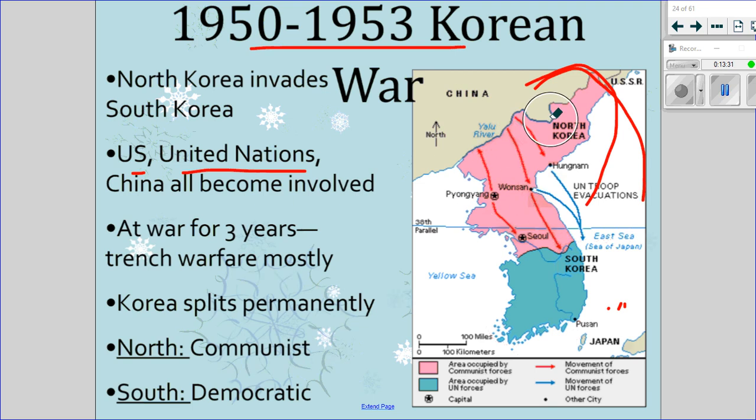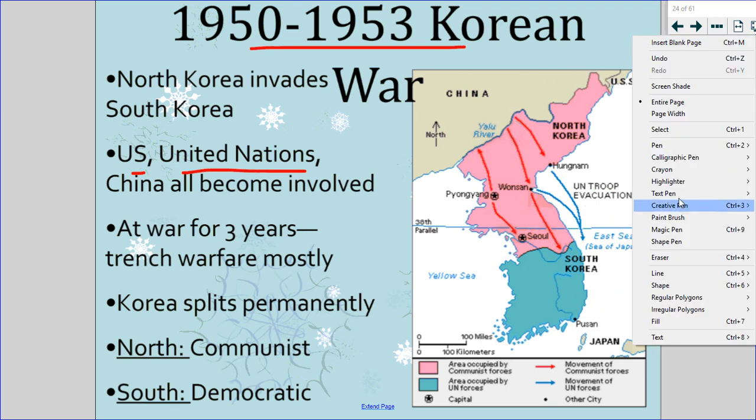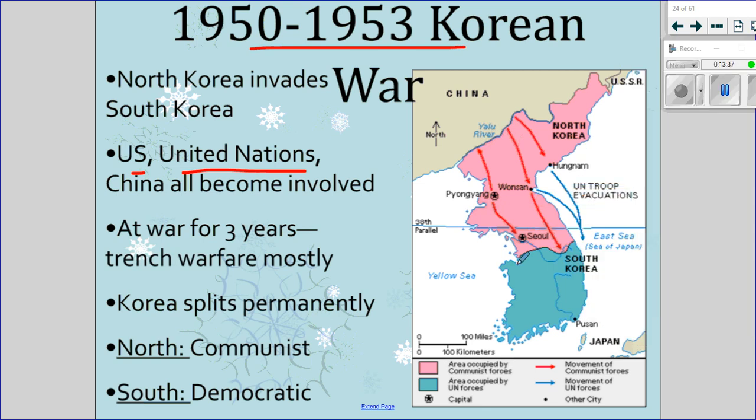So when the Chinese invade, they push the Americans back all the way to the 38th line of latitude, which will divide the Korean peninsula. The 38th parallel becomes the dividing line between North Korea and South Korea. The two Koreas don't actually sign a peace treaty. They sign an armistice, which is a ceasefire.